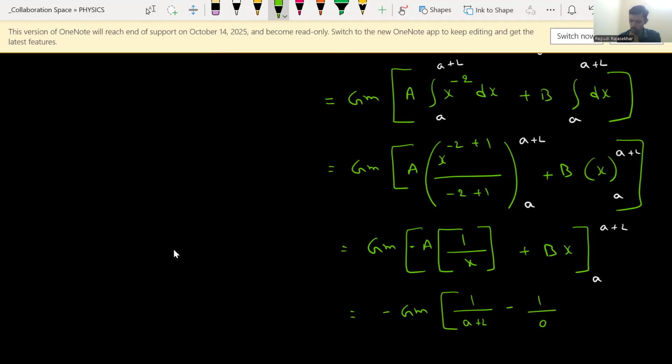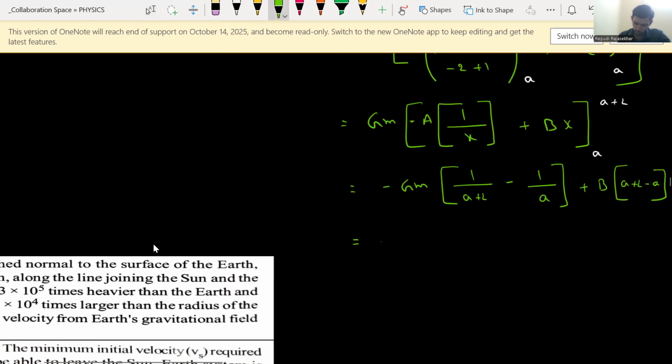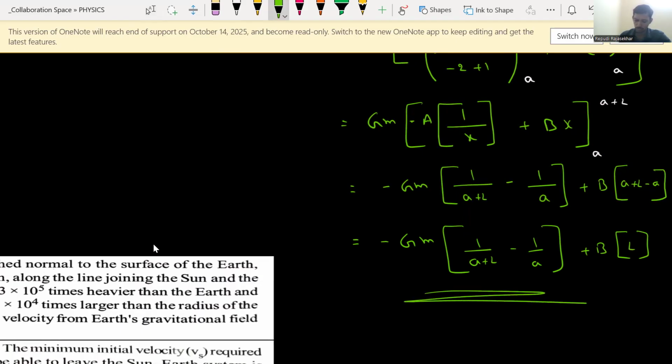Lower limit is a, plus this is b into, upper limit is a plus l, lower limit is a. So that final equation is minus G into m, so 1 by a plus l minus 1 by a plus b into minus a plus a gets cancelled l. So this should be the final answer. This much is the force acting here. The final answer is this. So apply the integration, take the limits, and then do the integration method.